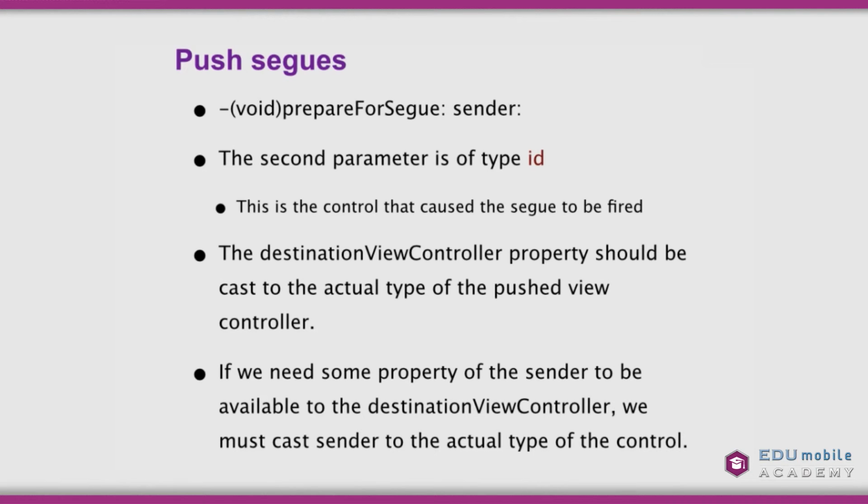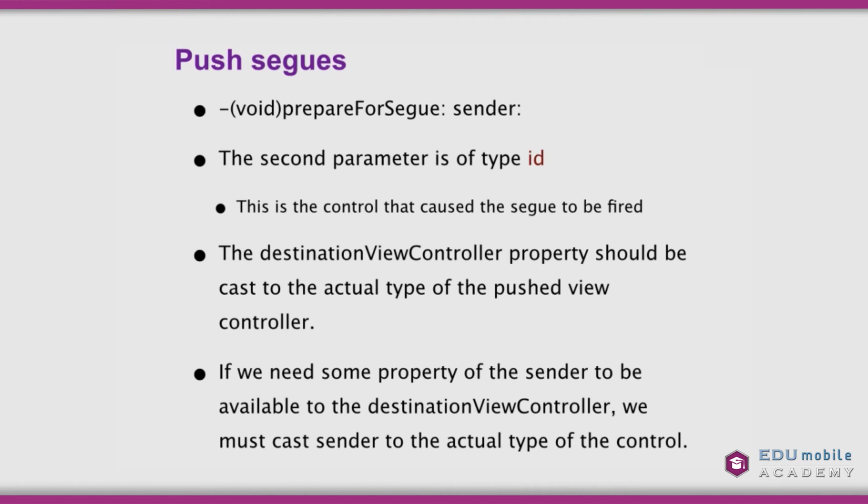And then secondly, sender nearly always needs to be cast if we're needing to send some information from the sender to the new view controller. So let's say we have the user tapping on a table view cell. Maybe we want to send the title or the detail text label title text to the new view controller to identify what it is we're looking for.